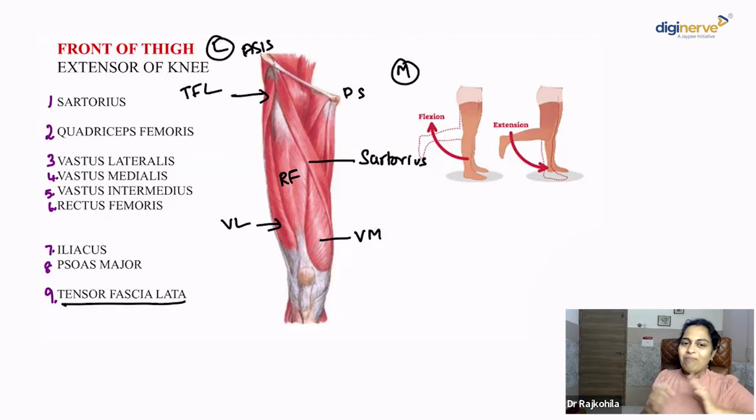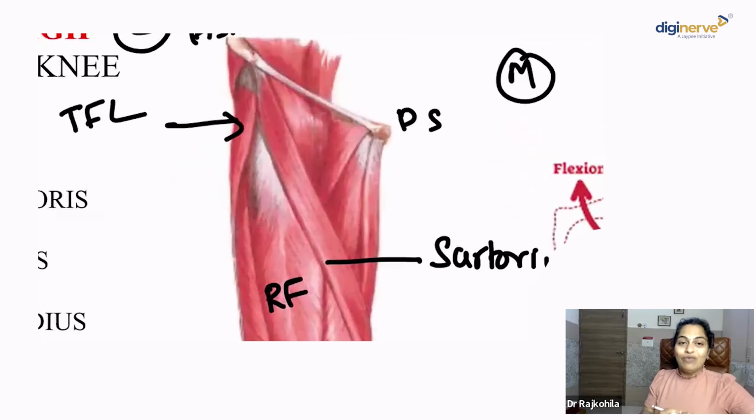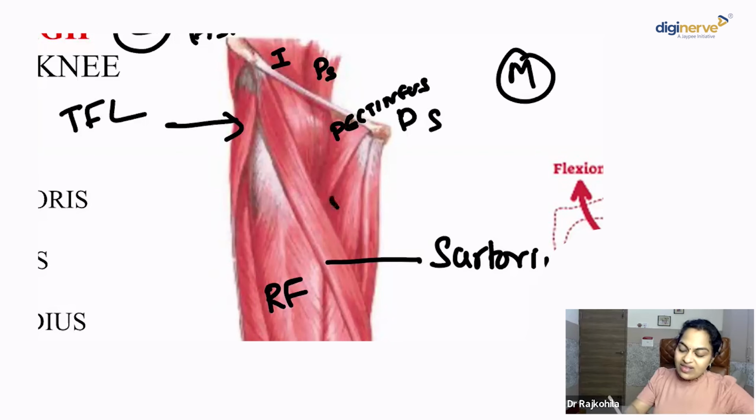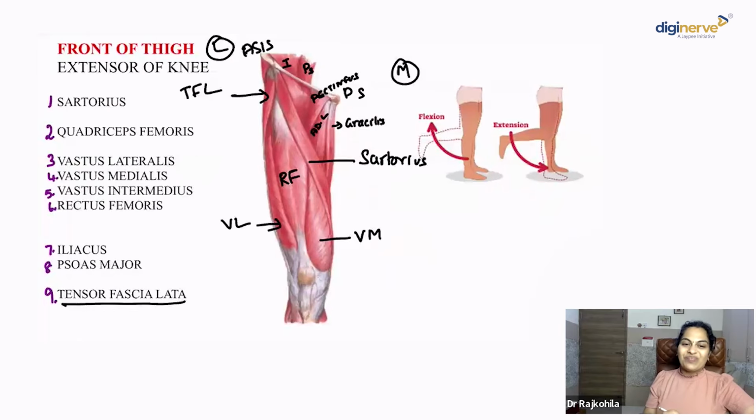Okay? Now, apart from that, a few other muscles that I'm going to show you here. In the floor of the femoral triangle, this is the iliacus, this is the psoas major, right? This is the pectineus muscle of the medial side of the thigh. This is the adductor longus of the medial side of the thigh. This is the gracilis of the medial side of the thigh.